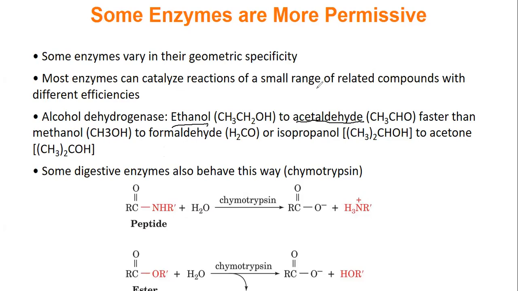So digestive enzymes. We can show this when we look at chymotrypsin. Chymotrypsin usually works on peptide bonds, where the peptide bond is C double bond O, then nitrogen, and that gets cut. Well, chymotrypsin also works on esters, which is close, C double bond O, and it just makes a different compound. So this is just showing you another way in which our enzymes can be not so specific. They're permissive in what reactions they will do.